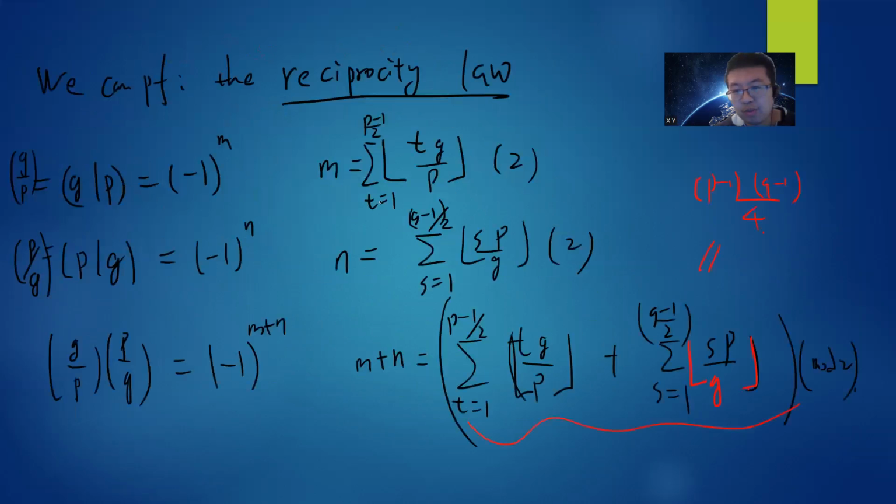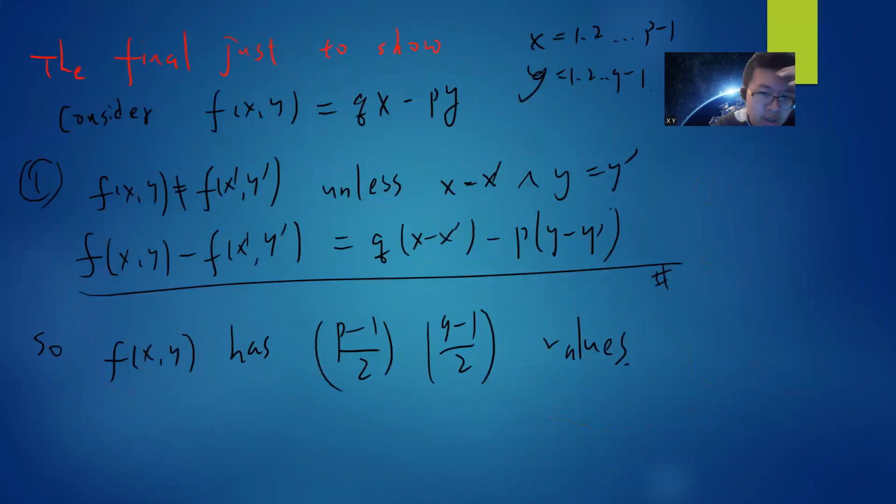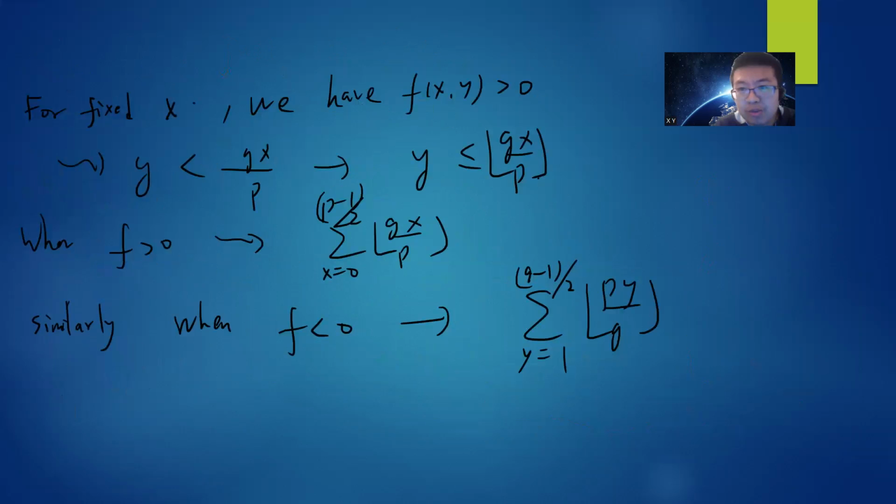So now we prove the result, right? Because this is just the positive part and the negative part. And then the positive values and negative values, the sum of the total distinct values will be just (p minus 1) times (q minus 1) divided by 4. And yeah, so this finishes the algebra proof of Legendre's reciprocity law.